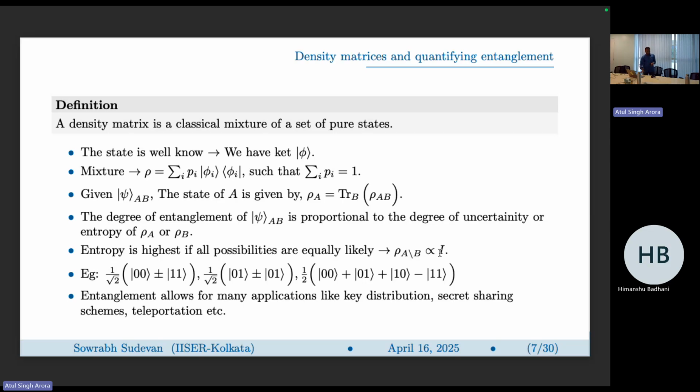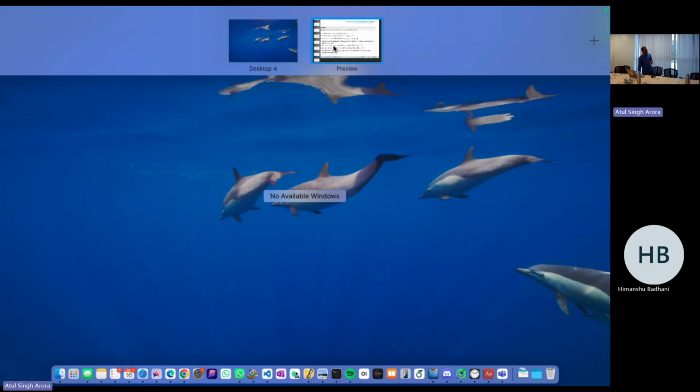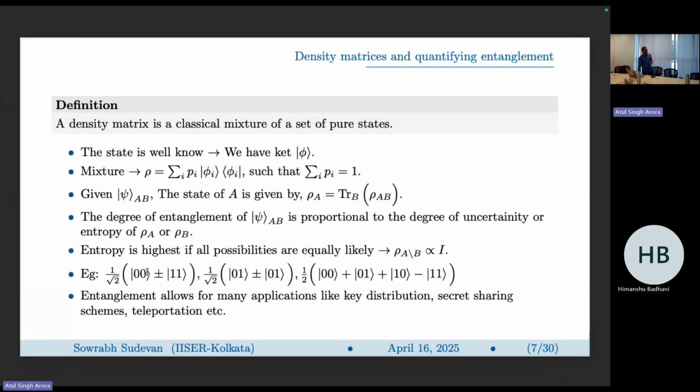So this would happen for all of these vectors: 00 plus or minus 11, 01 plus or minus 10, and that other vector. All of these, if you take the description of any one of the systems, you would get something proportional to identity, which means these states are all maximally entangled. And entanglement is useful for many things like key distribution, secret sharing, teleportation, all these things, but we won't be looking at that now.